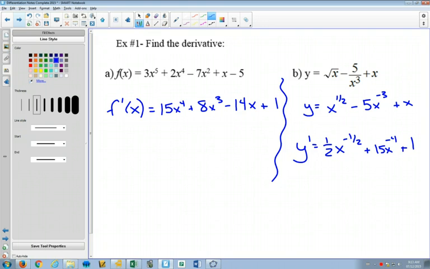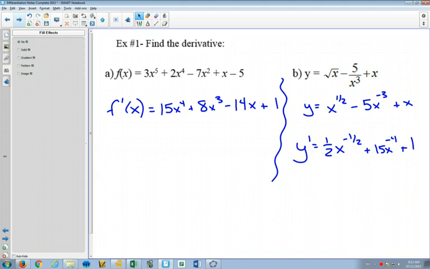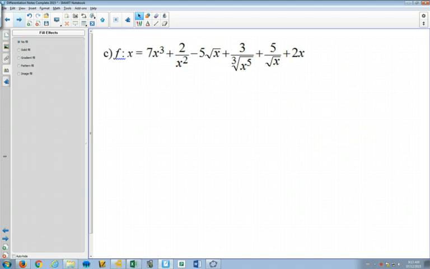With the negatives, you've got to be a little bit more careful because people make more mistakes when they're dealing with negatives. So just be careful that you make sure you subtract 1 from the exponent. And that negative 3 goes in front, so that negative 5 becomes positive 15. But the nice thing is that we can just write our answer straightforward. So here's number C. Try this one on your own.